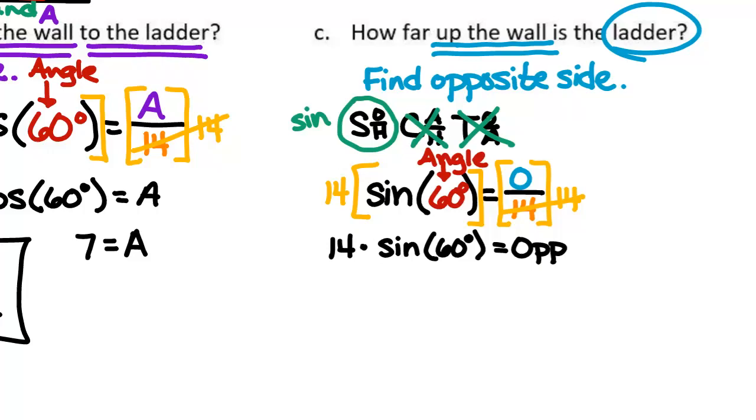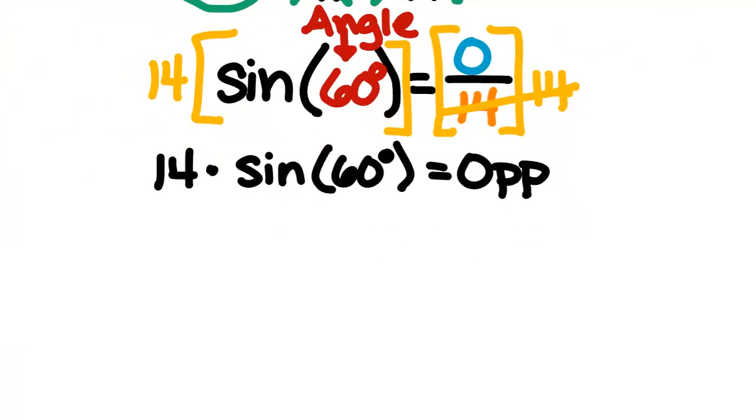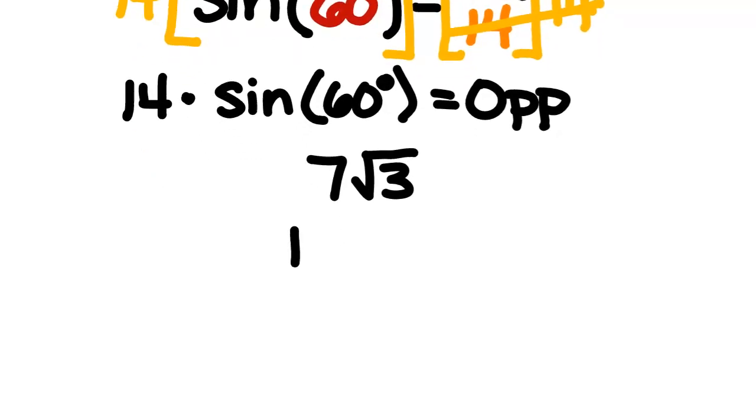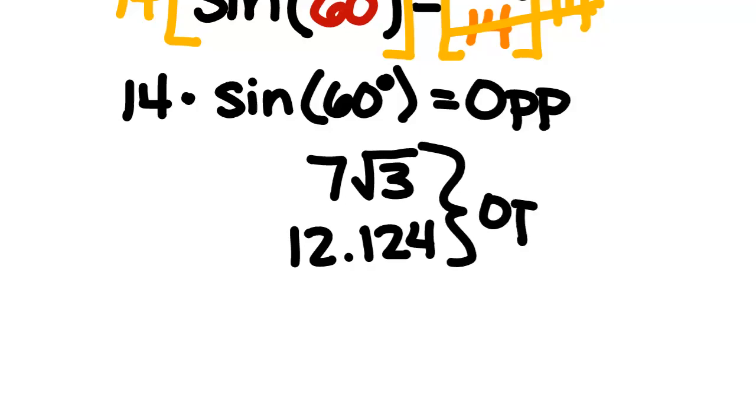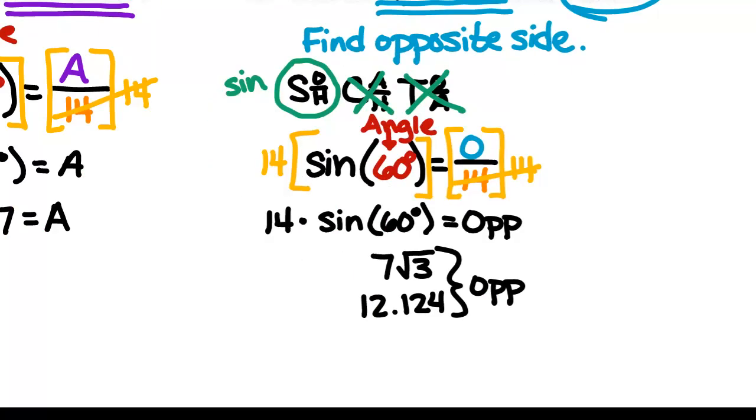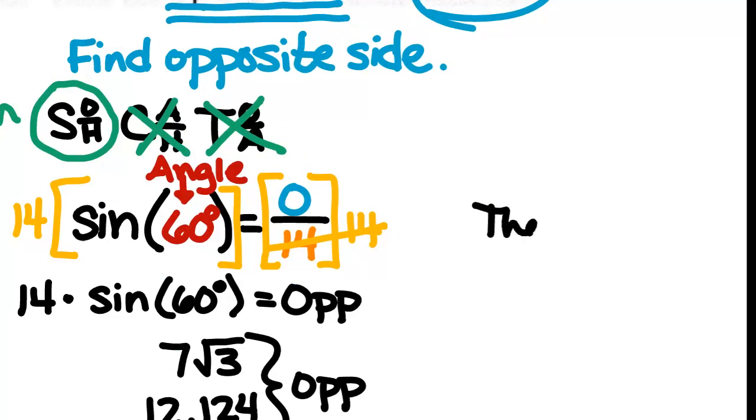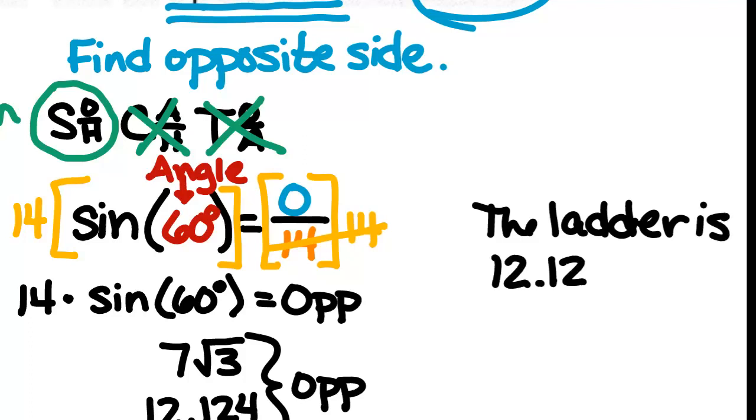And what happens when you hit enter? You get a radical, right? It says like 7 square root of 3. What is that if you put that into its decimal form, though? 12.124. So that's my opposite side. So I would say the ladder is 12.124 feet up the wall.